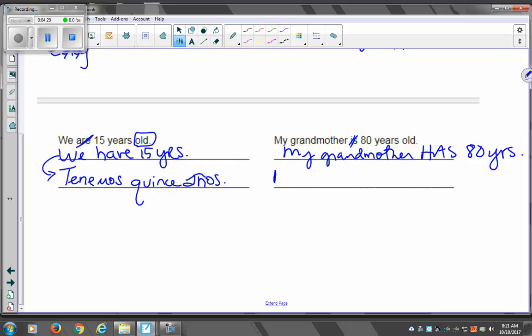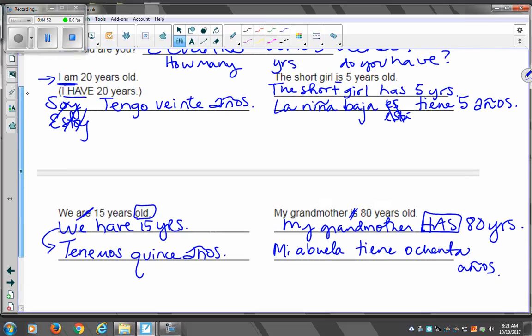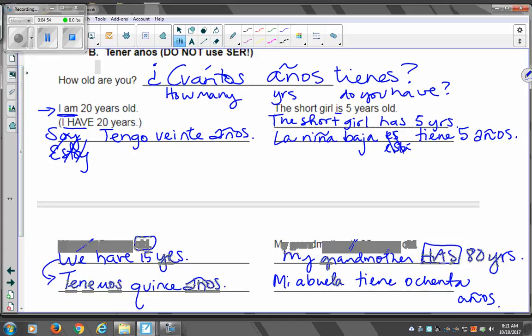Today, my grandmother, mi abuela, or abuelita, that's kind of like your granny, your grandma. Mi abuela, which form of tener? Tiene, and 80 is going to be 80 años, all right? So, con años or con la edad, with age, just remember that the big verb is indeed tener. Let's go over the question one more time.